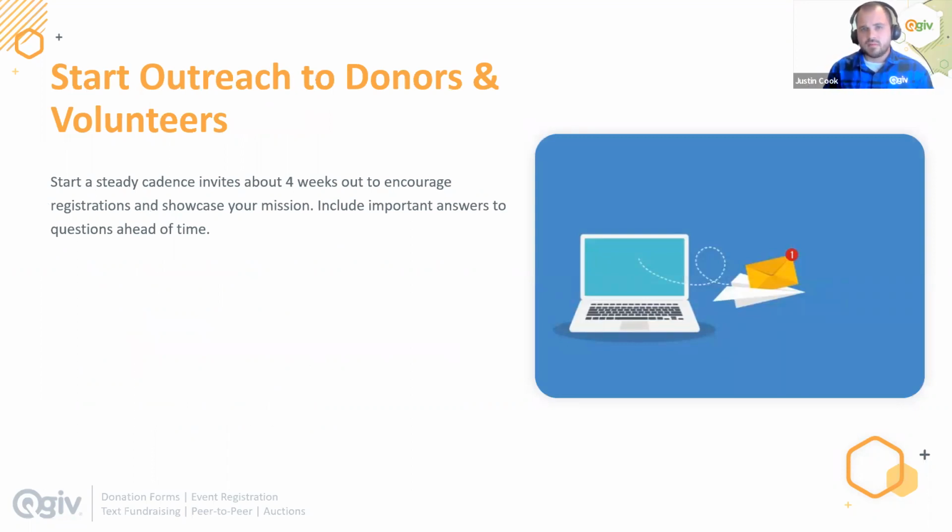About 4 weeks out from the event, we're going to want to start a steady cadence of communication. So we sent the save the date about 6 months ago. You're going to send check-ins as things start to unwind, like when you finalize your venue, you finalize some other pieces like entertainment that you can send out.